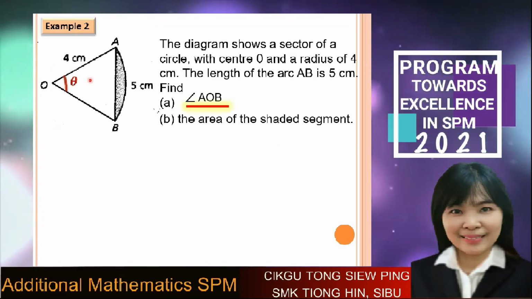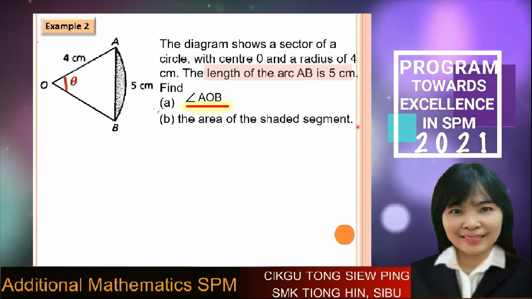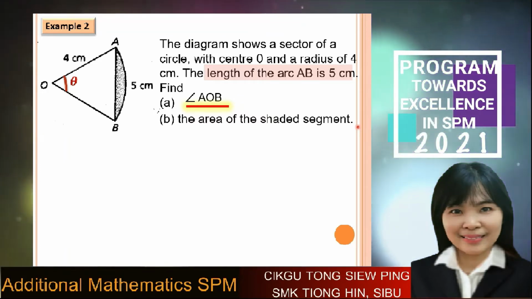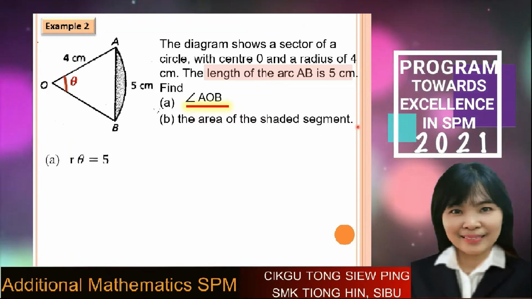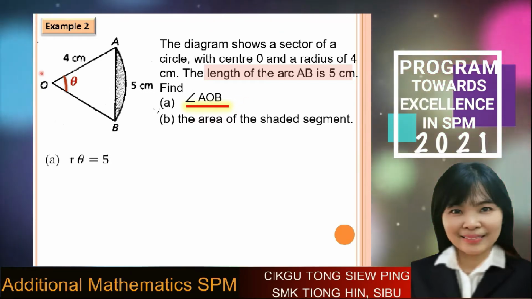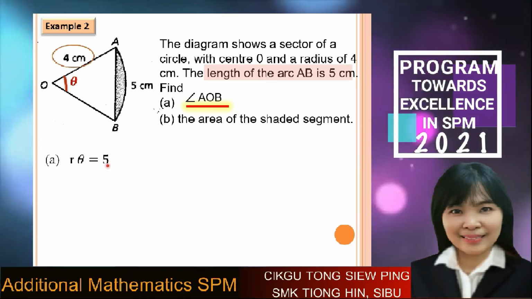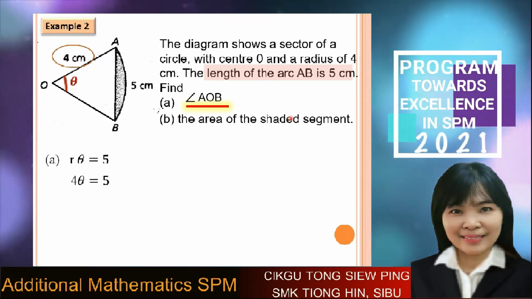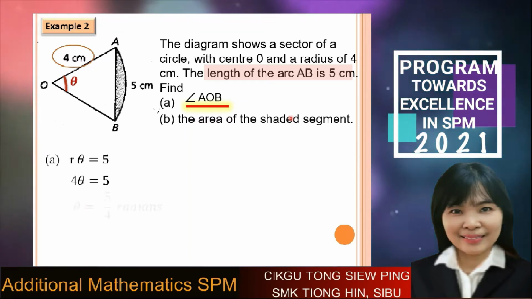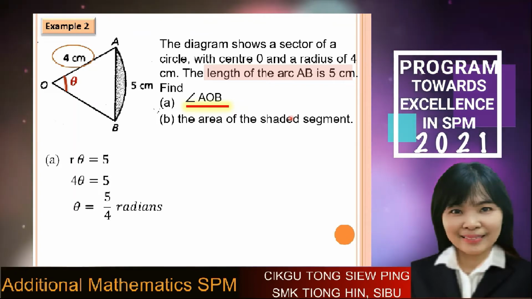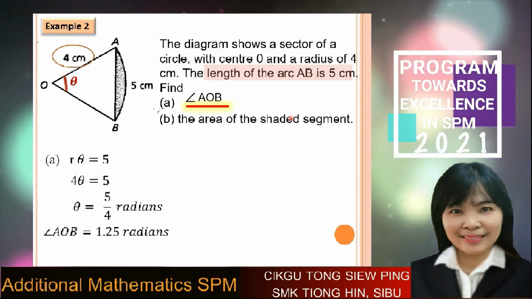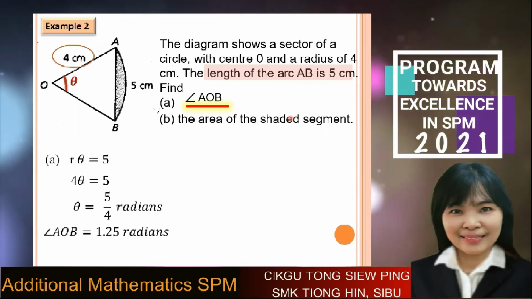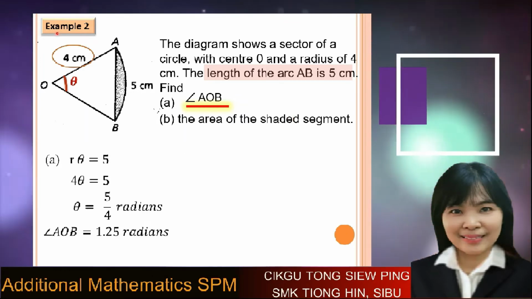There is this angle. The question says the length of the arc AB is 5 cm. So we have r theta equal to 5. The radius is equal to 4. We substitute in, and we get 4 theta equals 5. So theta is equal to 5 over the radius. Therefore, the angle AOB is 1.25 radians.